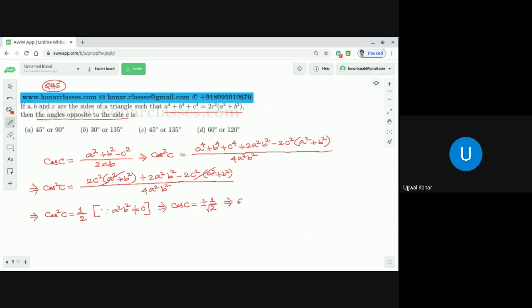So that implies what? Obviously, if you take 1 by root 2, that becomes pi by 4. And if you take minus 1 by root 2, that becomes, let me answer in this way, as it is an angle. So when it is 1 by root 2, it becomes 45 degree. And when it is minus 1 by root 2, that becomes 135 degree. So the value of C should be either 45 degree or 135 degree. Correct, na, dear students? I hope it's absolutely clear. Any smallest question, never hesitate to let me know.